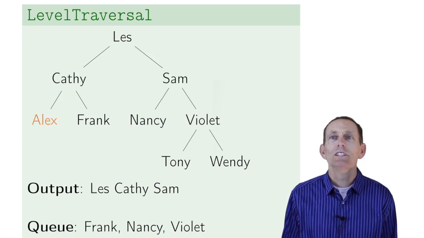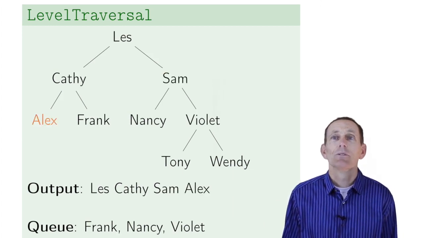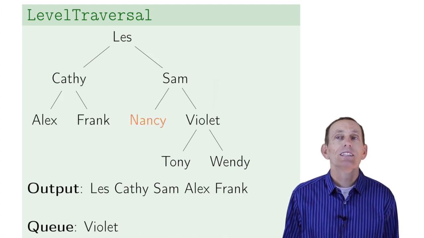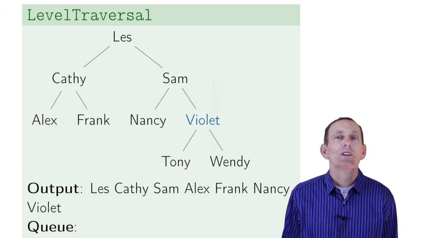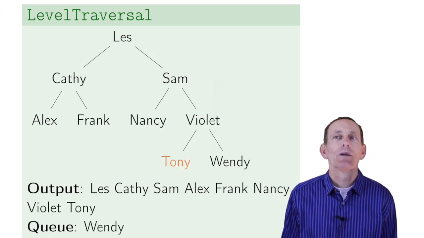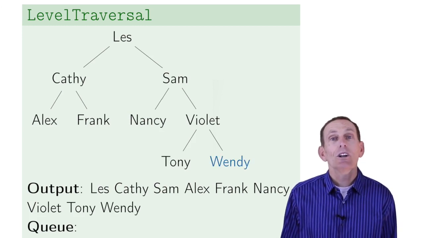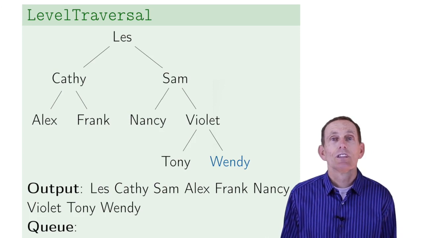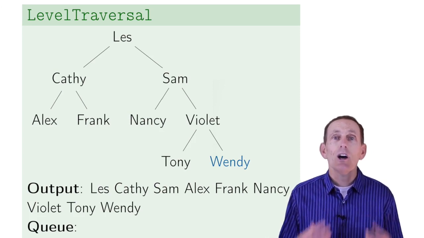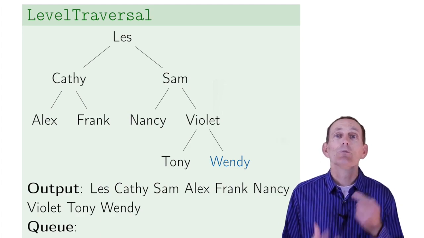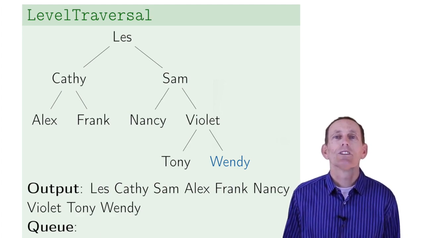So here we dequeue Alex, print it out, and we're done. Dequeue Frank, print it out, we're done with Frank. Dequeue Nancy, print it out, and we're done with Nancy. And Violet, we print it out, but then also enqueue Tony and Wendy, and then dequeue those and print them out. So this is a breadth first search with an explicit queue. You can do depth first searches rather than recursively, iteratively, but you will need an additional data structure, which is a stack, in order to keep track of the work still to be done.